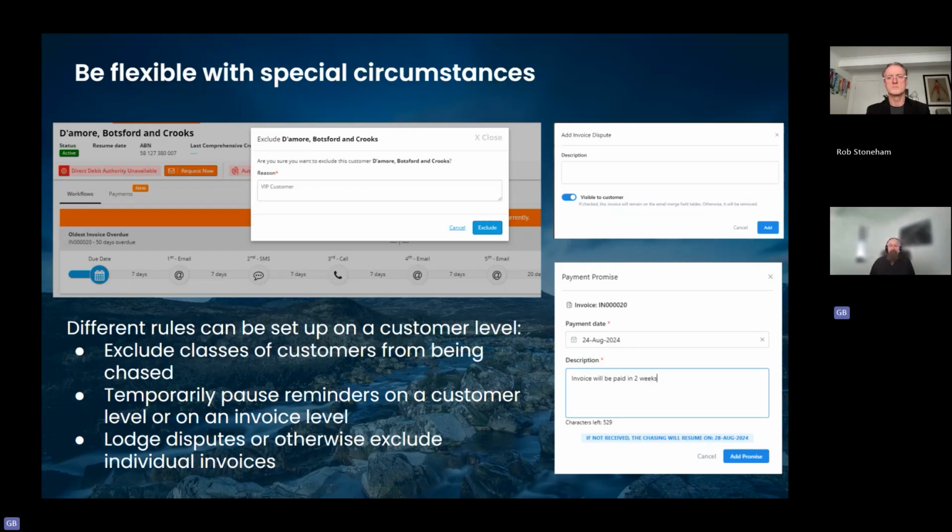Okay. You can pause reminders on a customer level or even at an invoice level. So if someone's disputing an invoice, you can tell ezyCollect to stop chasing that invoice, but it'll still chase the other 5 or 6. And people can lodge disputes through the portal directly with you or give you a note, and then you can take action based on that from within ezyCollect. So you don't have to be swapping between systems. Okay, you can do all that from within ezyCollect.